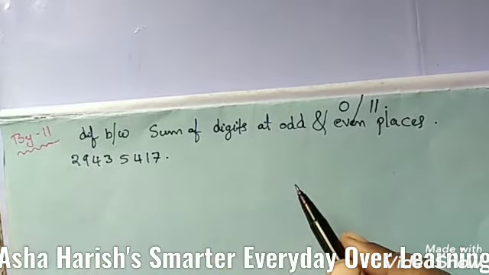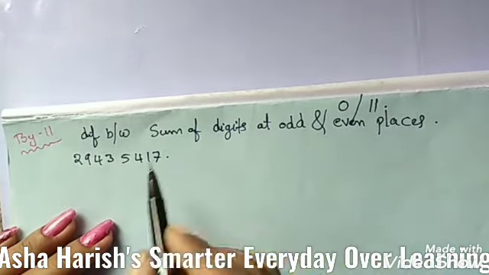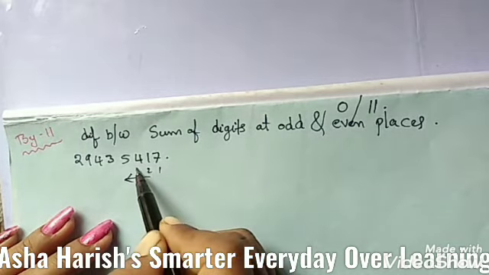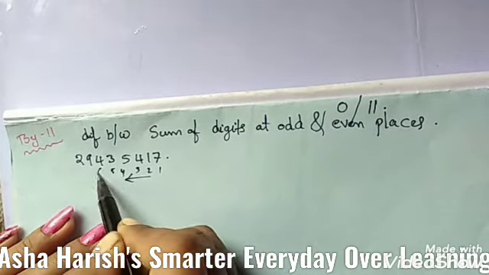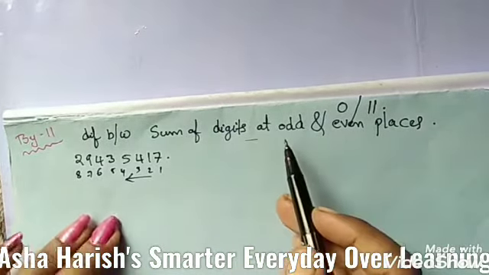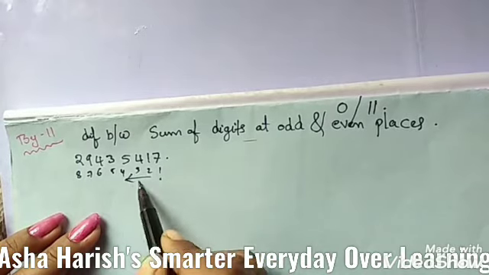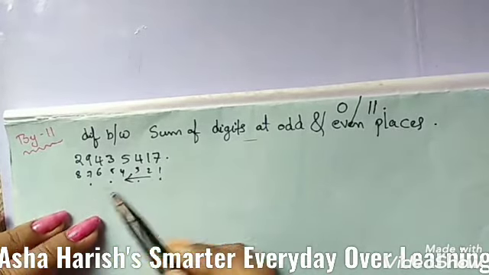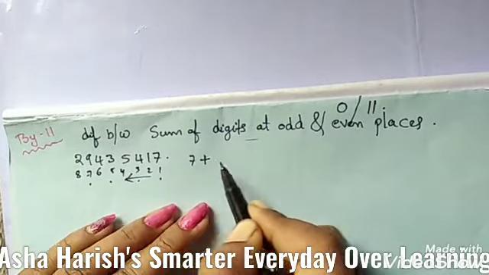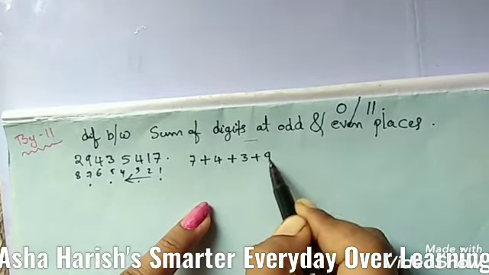This is the number students. Now you have to count the sum of its digits at odd places. From right to left you need to count students. This is first place, second, third, fourth, fifth, sixth, seventh and eighth. So sum of its digits at odd places. Odd places means you know that 1, 3, 5, 7.